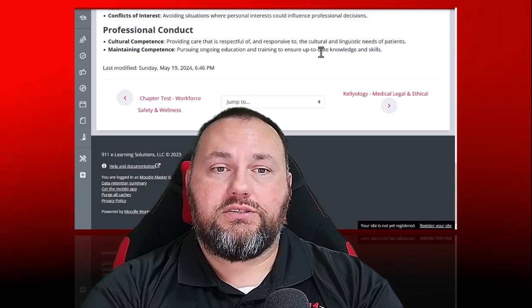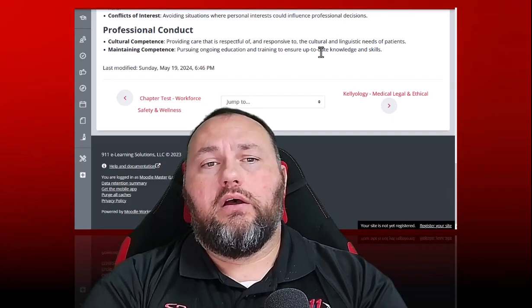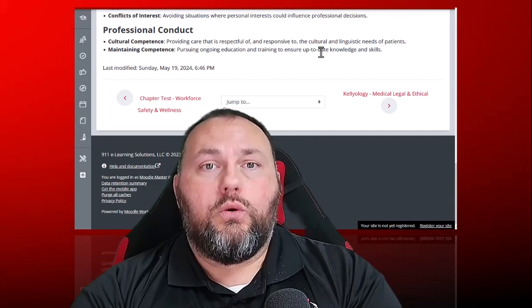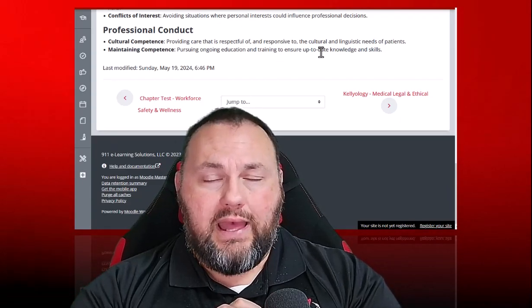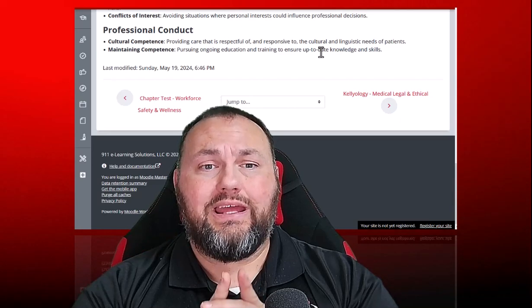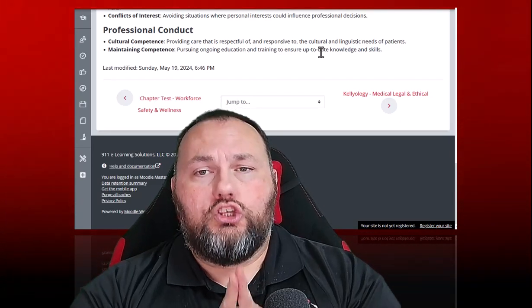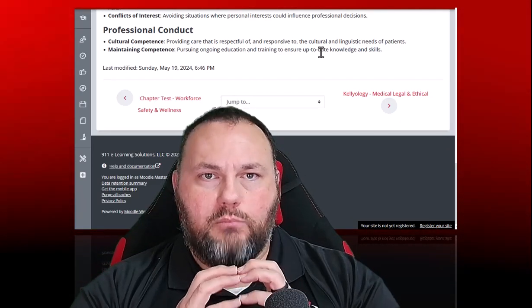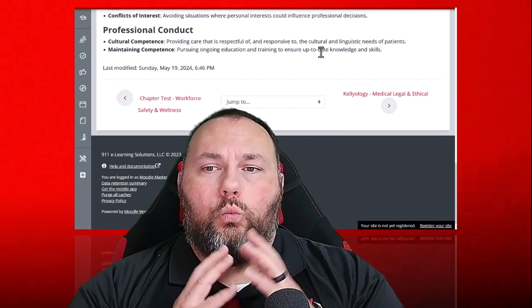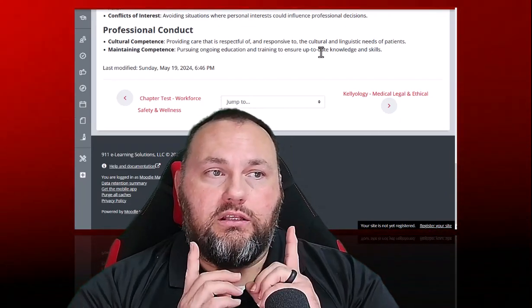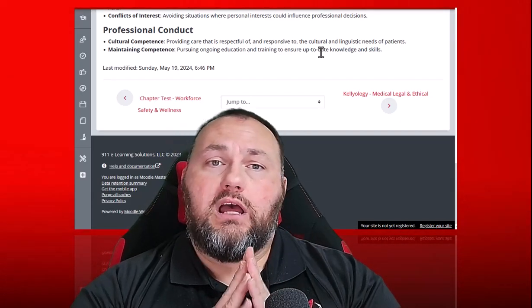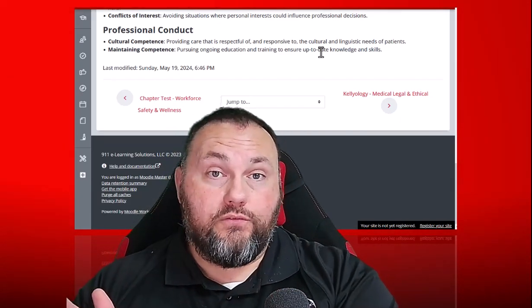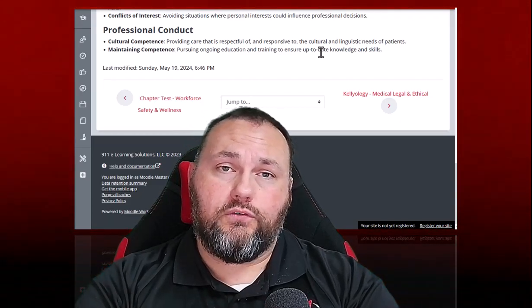Maintaining competence. This is extremely important. In the state of North Carolina, you have to continue your education throughout your credential cycle. In order to re-credential, you have to have a set number of hours. Those hours are listed on the NCOEMS webpage. You can re-credential by obtaining those hours over the 4-year period. Your credential's good for 4 years.